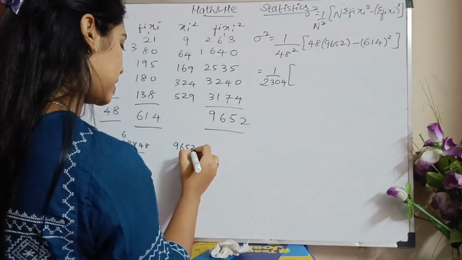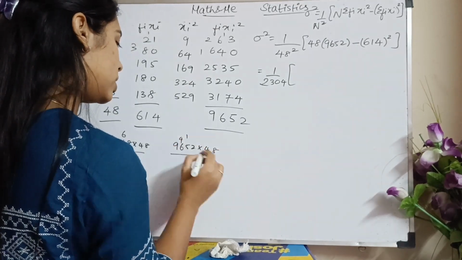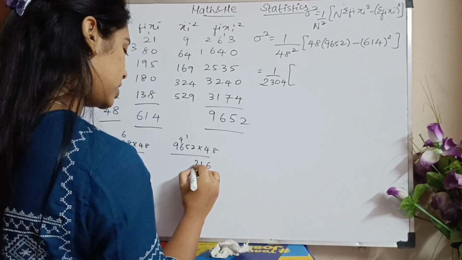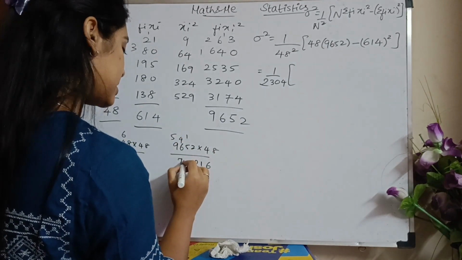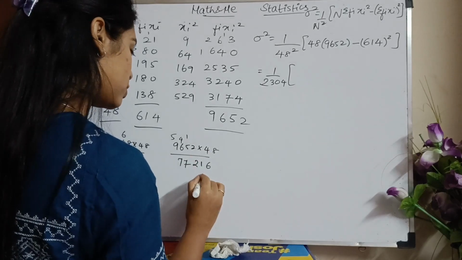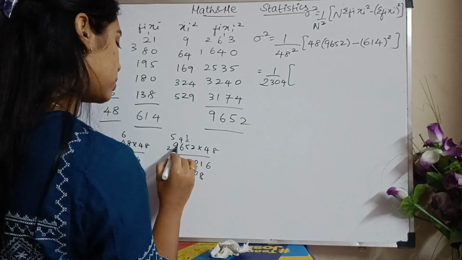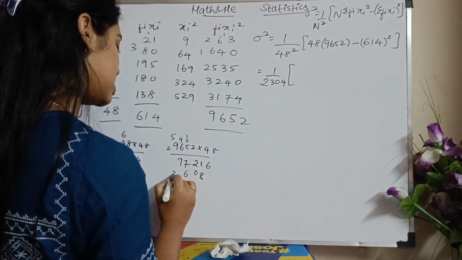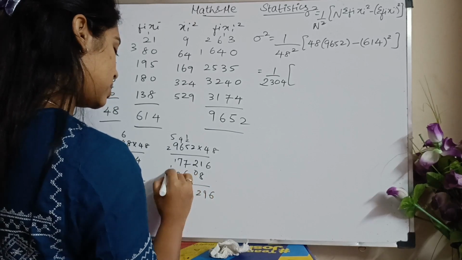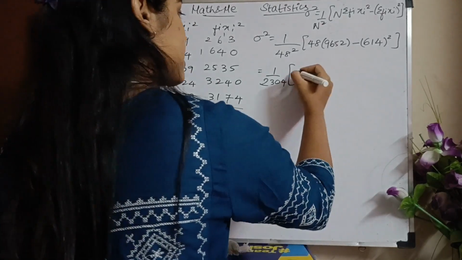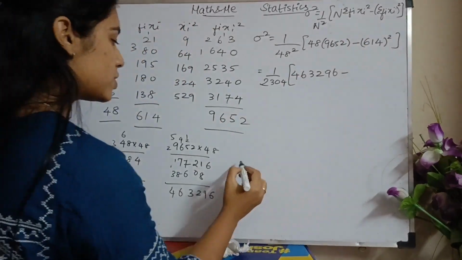So 9652 into 48. 8 2s are 16, 1 8 5s are 40, 41, 4. 8 6s are 48, 52. 9 8s are 72. 72 plus 5 is 77. Then 4 2s are 8, 5 4s are 20, 2 6 4s are 24, 25, 26. 2 carry over, 9 4s are 36, 37, 38. When I add, 6, 9, 2, 13, 1, 16, 1, 4. 4, 6, 3, 2, 9, 6. 463296 minus 614 into 614.